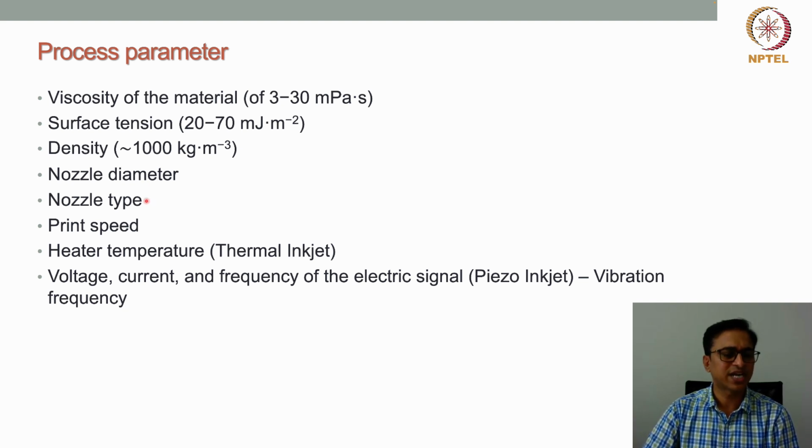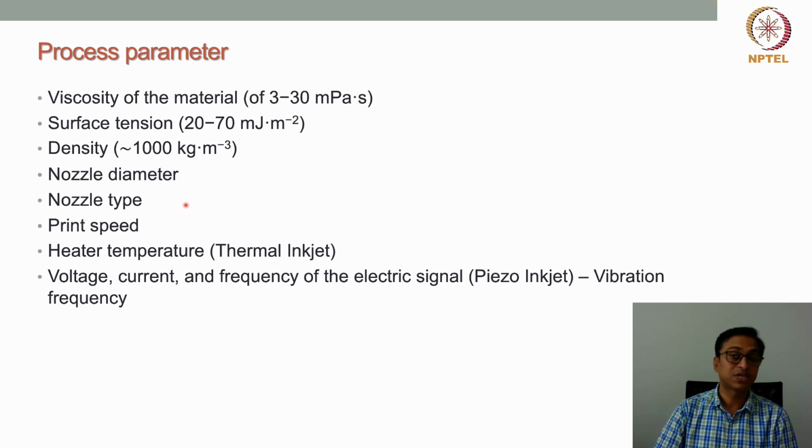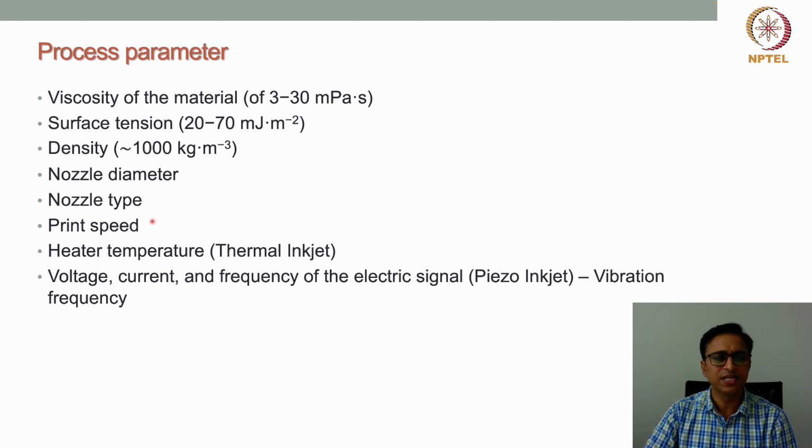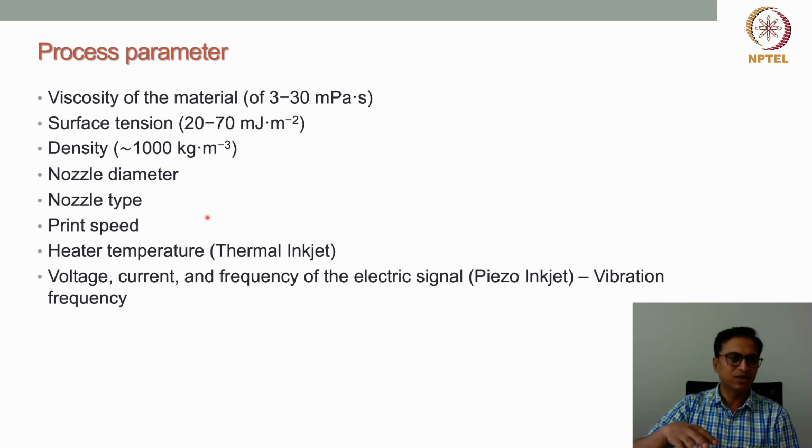Another, nozzle type is also a very important factor. What type of nozzles you are using, depending upon that, the generated droplets will be of different properties. Then print speed, at what speed you are printing or the printer is moving, that is the print speed. So that should depend upon your firing speed.